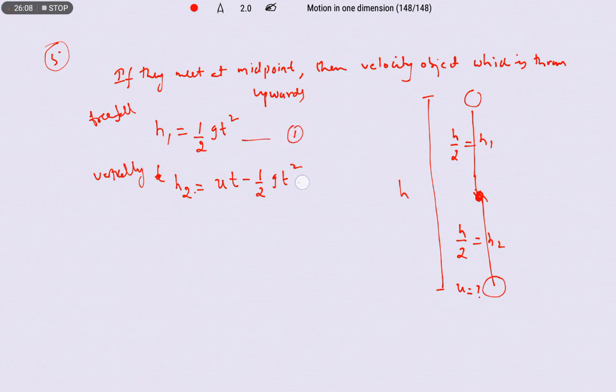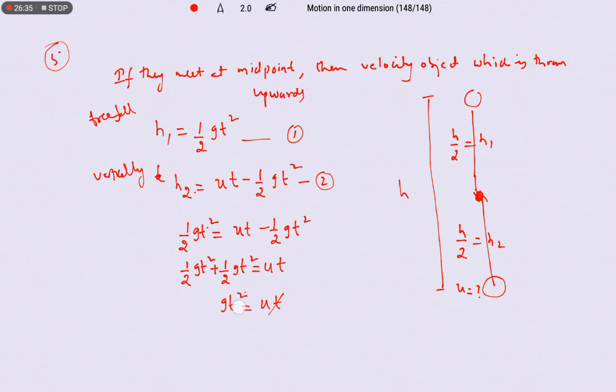Then we can equate 1 and 2. By equating 1 and 2, we get half gt square is equal to ut minus half gt square. So let us bring this to this side. Half gt square on the left side plus half gt square is equal to ut. So this is gt square is equal to ut. The t gets cancelled, therefore gt equals u.